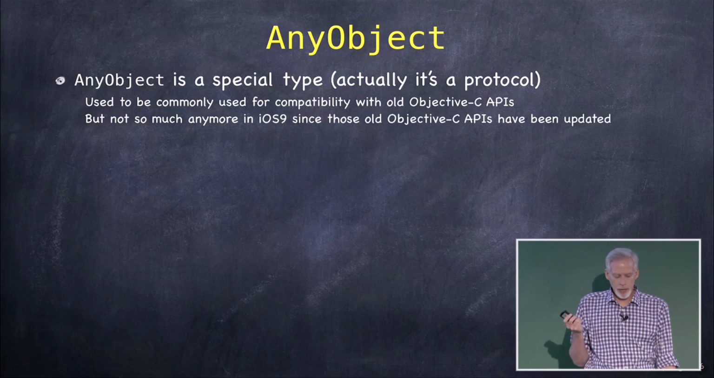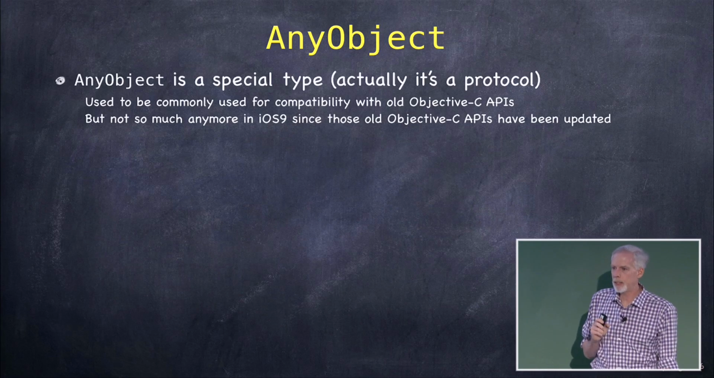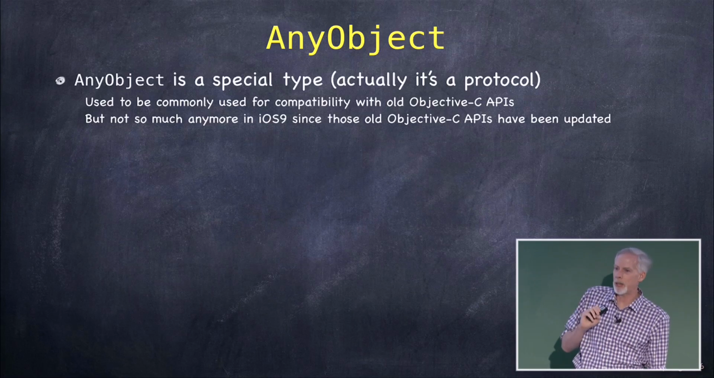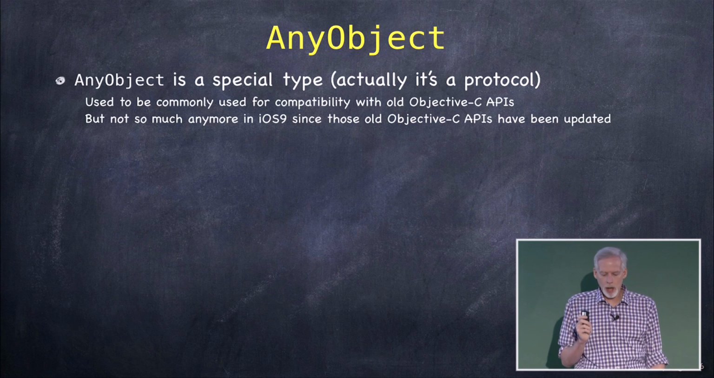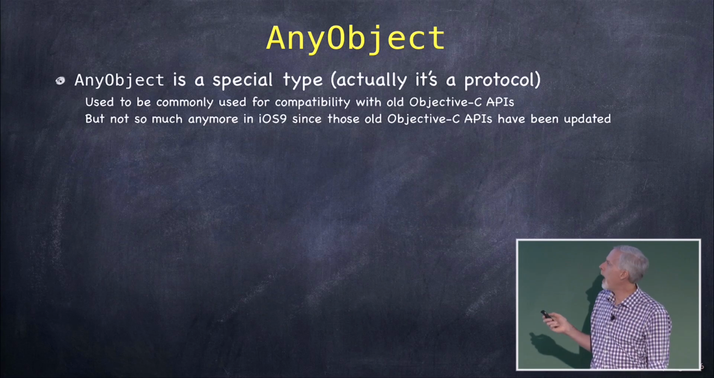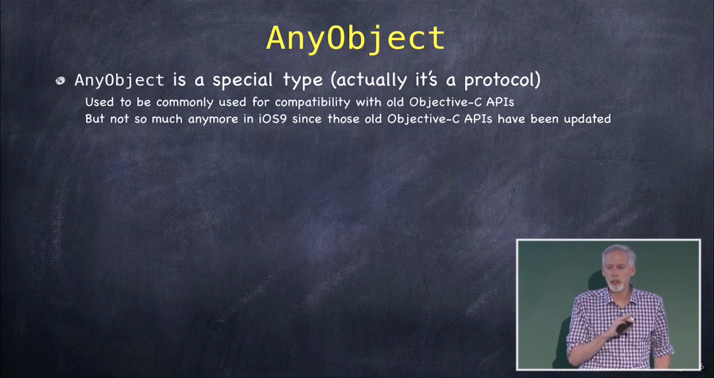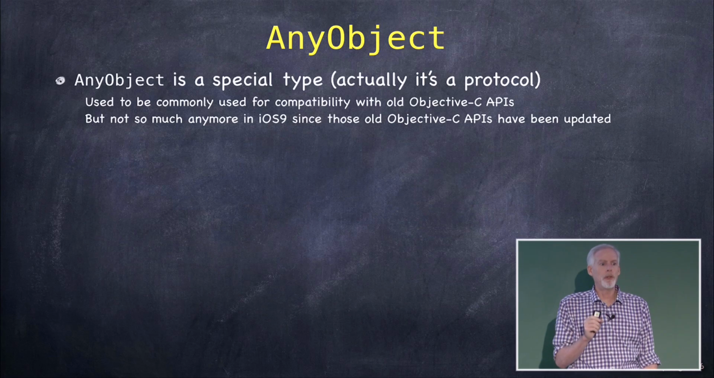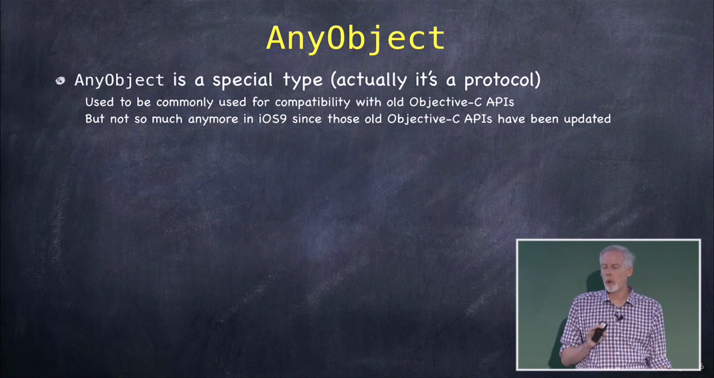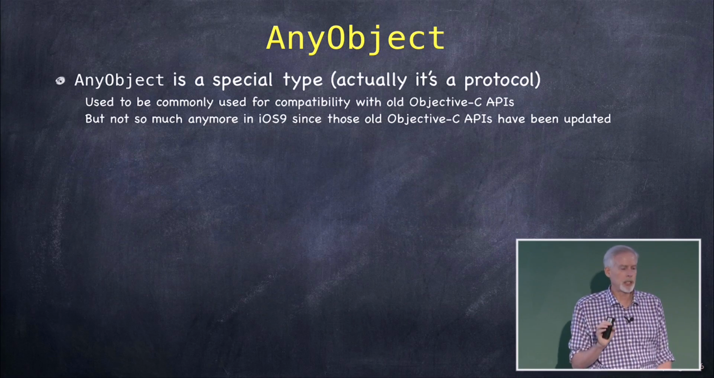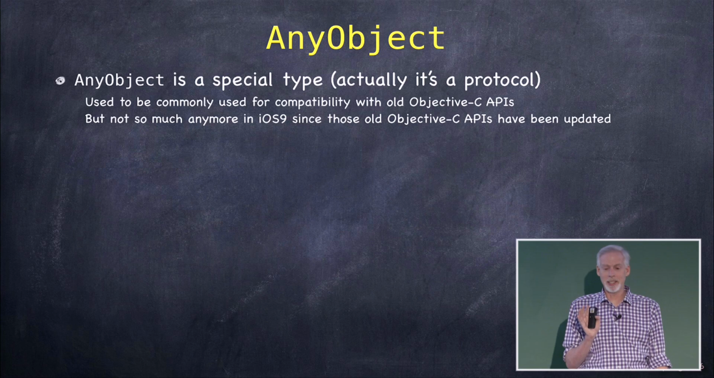Now AnyObject, a little more complicated here. AnyObject is a special type. It's actually a protocol, but we haven't talked about that yet. But anyway, you can think of it as a type. It is used commonly, or used to be, for compatibility with Objective-C APIs, because Objective-C, for those of you who are trying to learn some Objective-C along the way, has a very important type called id, which means pointer to an object of unknown class. So that's a very open-ended type.